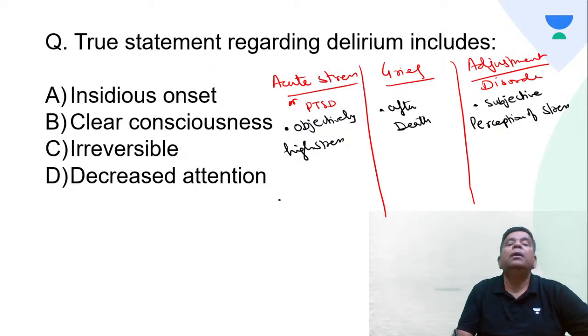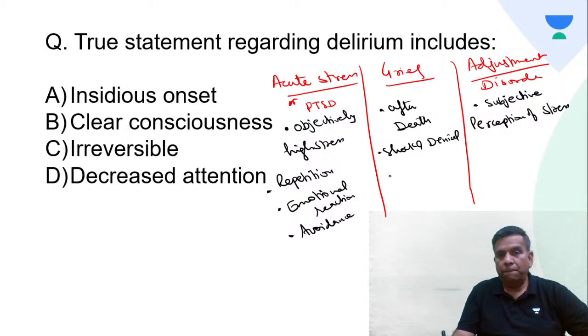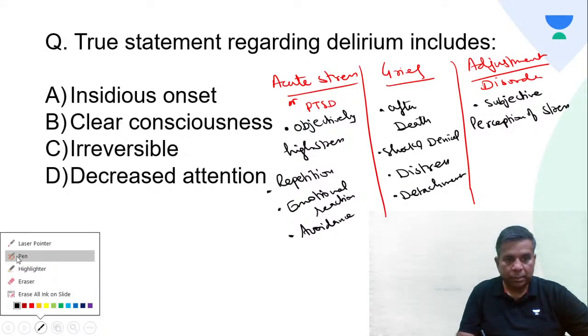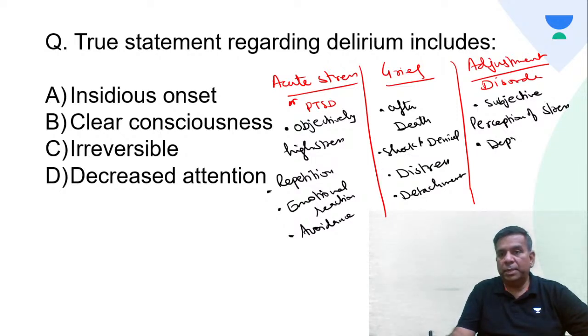Here the symptom profile is different. In PTSD: repetition of the event again and again in dreams, flashbacks, illusions, some emotional reaction, and avoidance. In grief: shock and denial, distress, and detachment. So the symptom profile is different. Shock and denial. Here are depressive type.